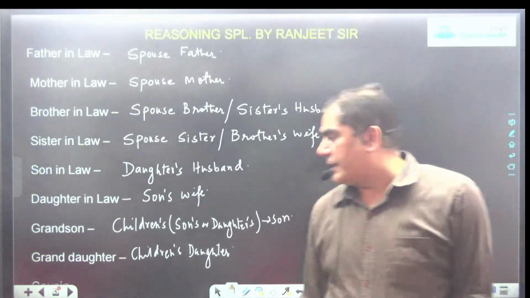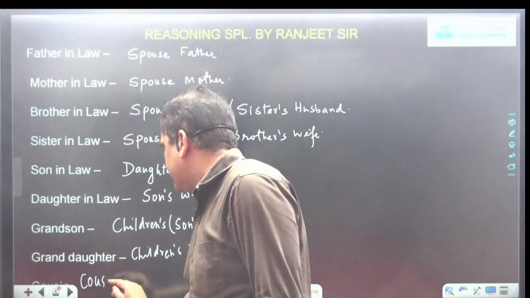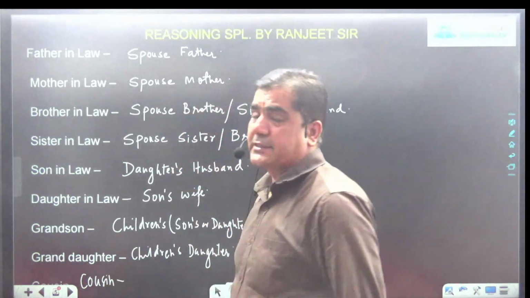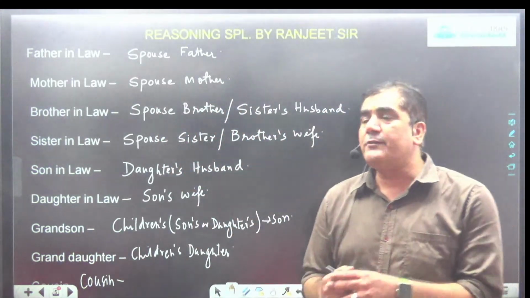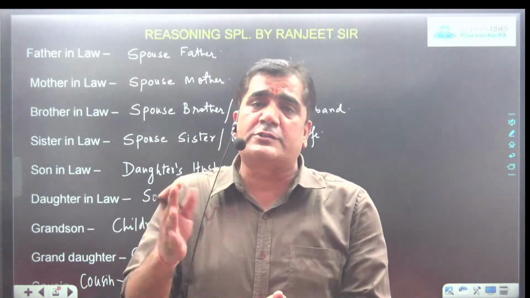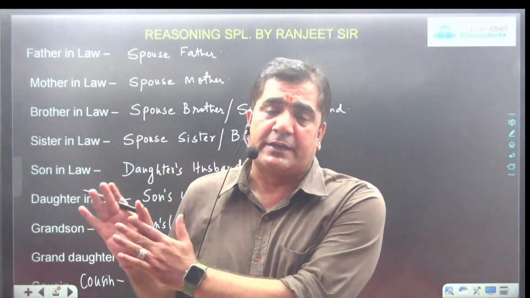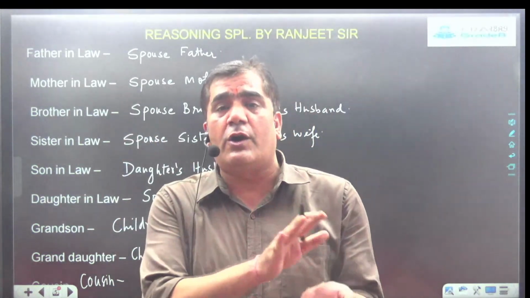And this last relation, which is somewhere hiding over here, is cousin. Who are called cousins? Cousin will be like my brother, but he or she is not going to be my real brother or sister. Cousin means just like brother and sister, but can't be a real brother or sister.